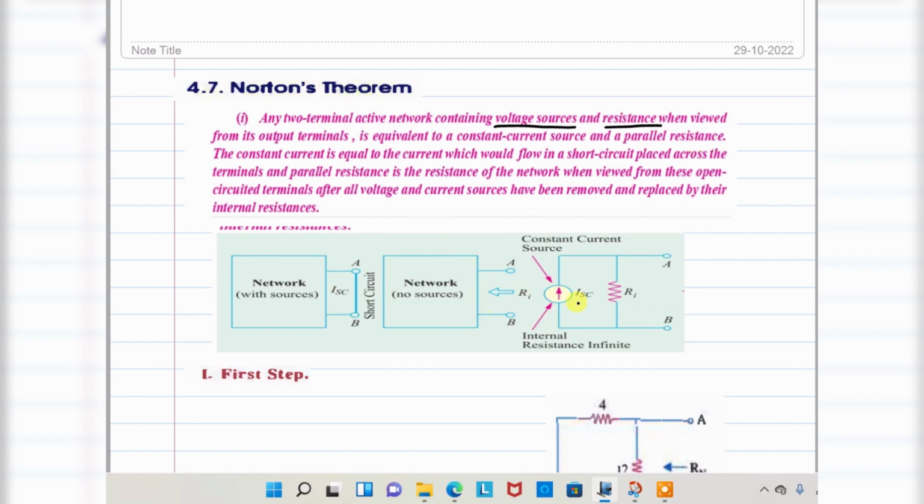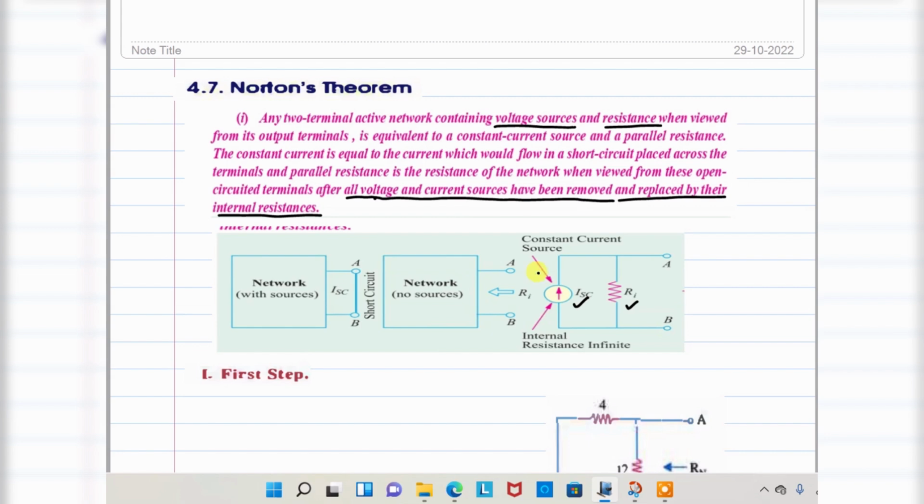It is equivalent to a constant current source parallel with resistance. The constant current source is equivalent to the current which would flow in the short circuit placed across the terminals, and the parallel resistance is the resistance of the network when viewed from the open circuit terminals. This is important: after all voltage sources and current sources have been removed and replaced by their internal resistances. This is the Norton's theorem statement.